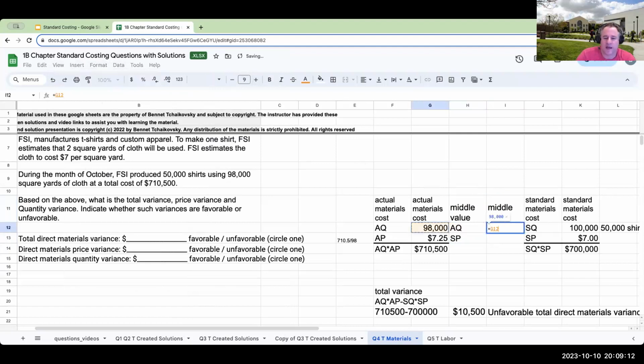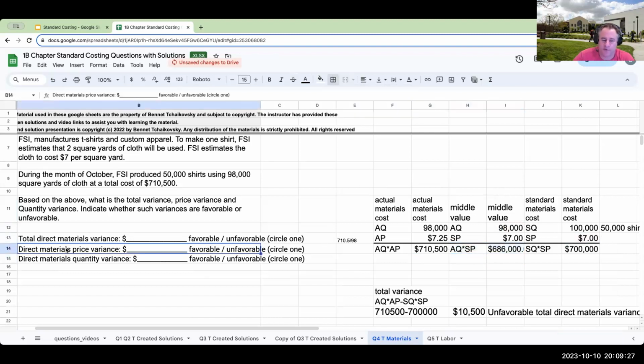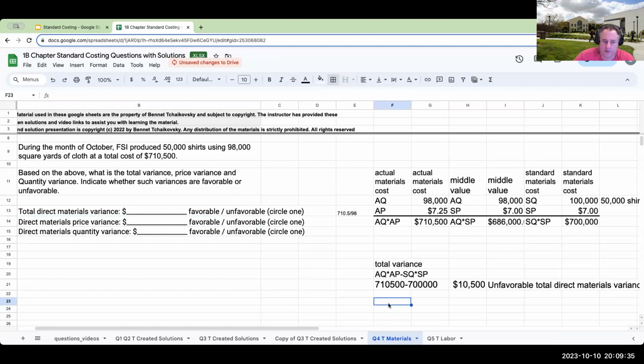So I'm going to take the actual quantity, multiply this by the standard price, and this is going to give me over here the middle value. Now, when we go through this, and if you see this particular question, it's asking us over here, what is the direct materials price variance? So in order to get to the direct materials price variance, I'm going to compare these two numbers right over here.